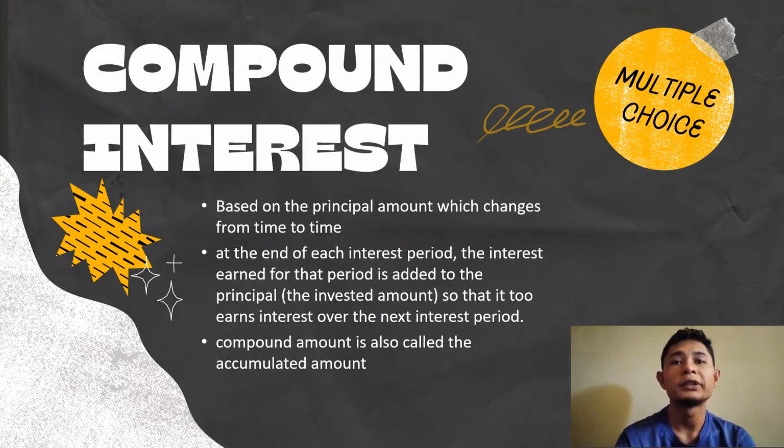Compound interest is based on the principal amount, which changes from time to time. At the end of each interest period, the interest earned for that period is added to the principal, the invested amount, so that it too earns interest over the next interest period. Compound amount is also called the accumulated amount.